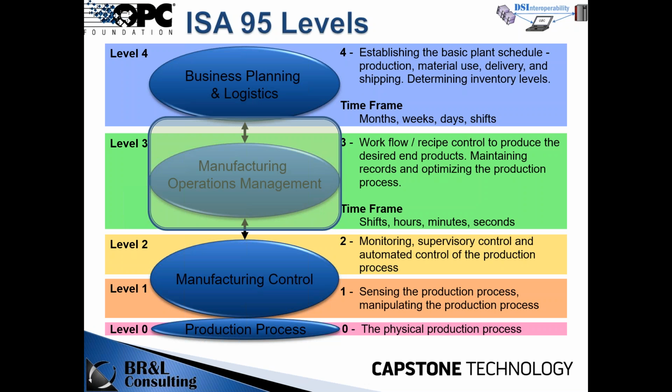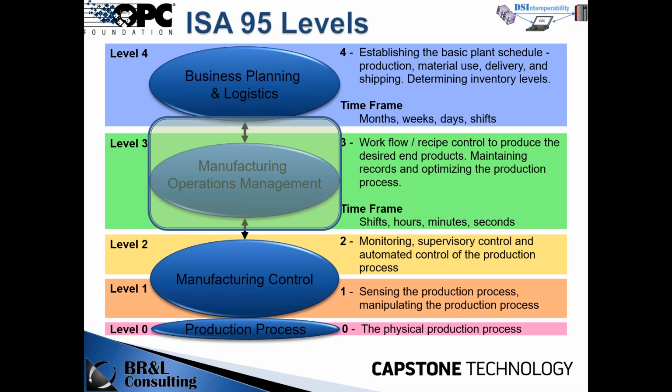Level 3, which is the level that ISA95 deals with, covers workflows and recipe management, and the control of the materials, the people, and the inventory as it moves through all of the equipment inside the facilities. The reason that these levels show up tends to do a lot with skill sets.